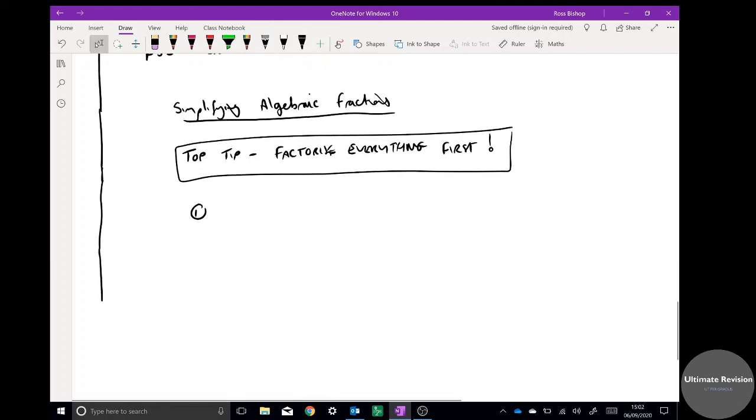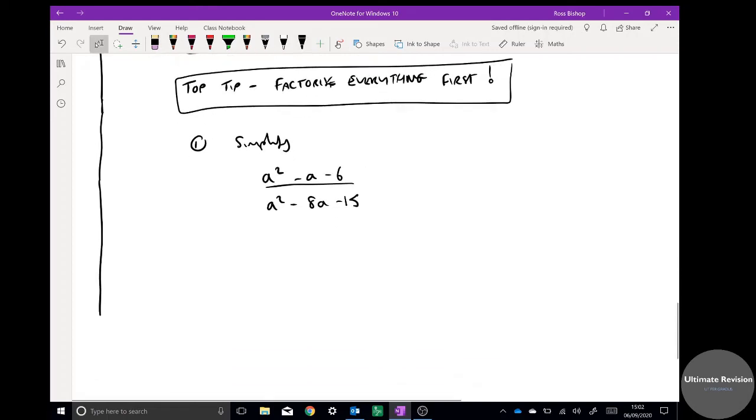So part 1, simplify a squared minus a minus 6 all over a squared minus 8. So a lot of people here will just cancel out the a squareds, and that is an absolute disaster. We must follow our top tip, factorize everything before we start. So I can factorize the top.